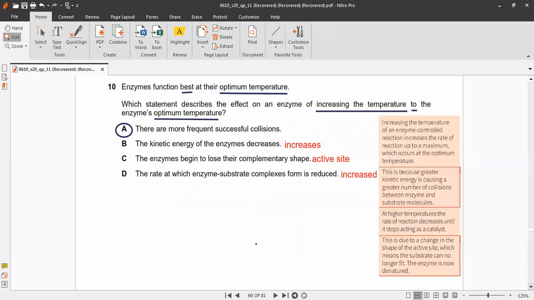This is due to a change in shape of the active site, which means the substrate can no longer fit and the enzyme is now denatured. So the correct answer is A, there are more frequent successful collisions when you increase the temperature to the enzyme's optimum temperature.